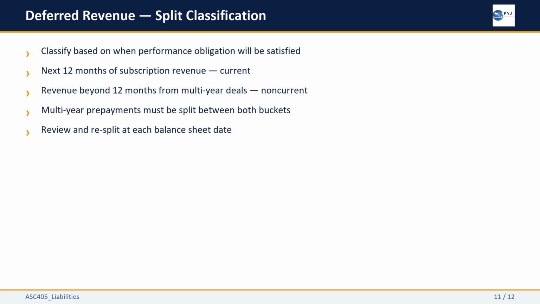Deferred revenue does not fit neatly into always current or always non-current. It depends entirely on when the performance obligation will be satisfied. If a customer prepays for a subscription covering the next 12 months, that deferred revenue is current. If they prepay for 3 years upfront, you split the liability. The first 12 months goes to current, and the remaining balance stays non-current. The split needs to be updated at every balance sheet date as time passes and obligations are satisfied. This is especially important for software companies and any business with annual or multi-year subscription models.